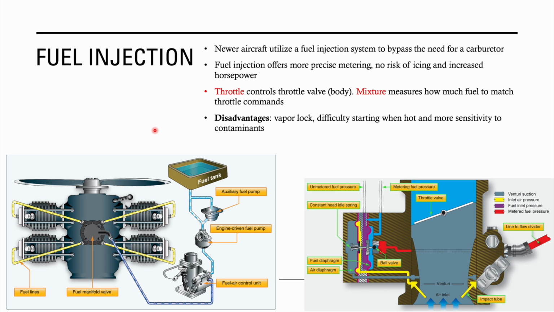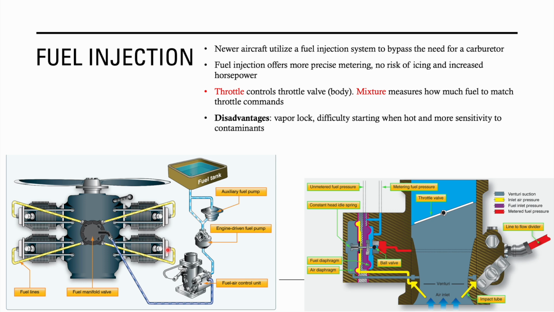So fuel injection system, same concept, a couple different components. It goes from the fuel tank, the option of going through an auxiliary fuel pump. There's an engine-driven fuel pump. Then it goes through a fuel air control unit. On top of the engine, there's a distribution valve or manifold valve that distributes fuel to each of the cylinders. And sometimes in the cylinder or just before the cylinder, it gets mixed with the air.